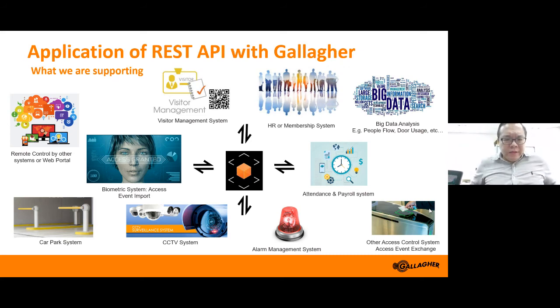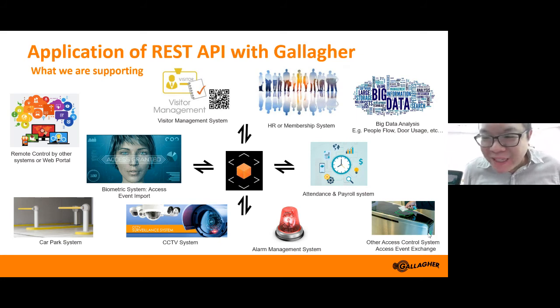And the second will be the CCTV system, and we just talked about it, the Milestone integration. Actually, that integration is just using the REST API. This is the reason why it allows the Milestone server to get the event records from Gallagher and also override the items in Gallagher.